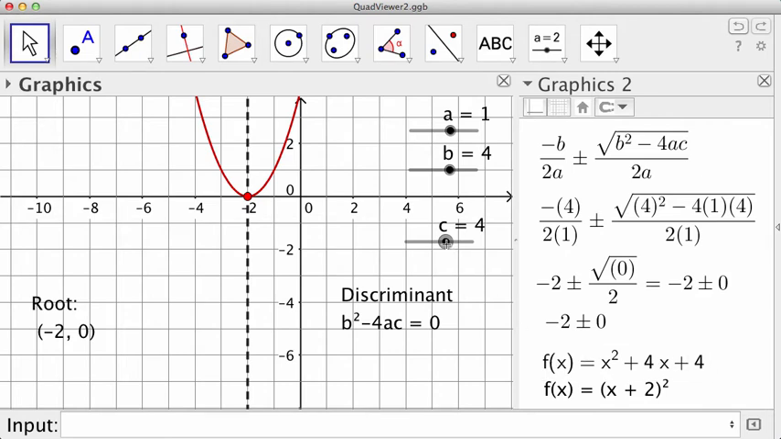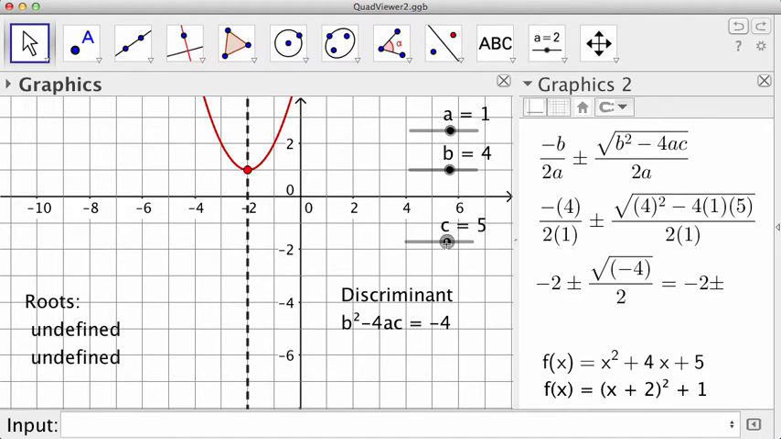Now notice what happens when we move above the axis. The vertex is now above the x-axis, and since the parabola opens upward, it never crosses the x-axis, which means there are no intercepts on the x-axis. That means the roots are undefined because it never crosses the x-axis. Notice as well what happened to our discriminant. It is now negative. And so when we try to take the square root of a negative number, we can't do that. There is no real number that when squared is equal to a negative number.